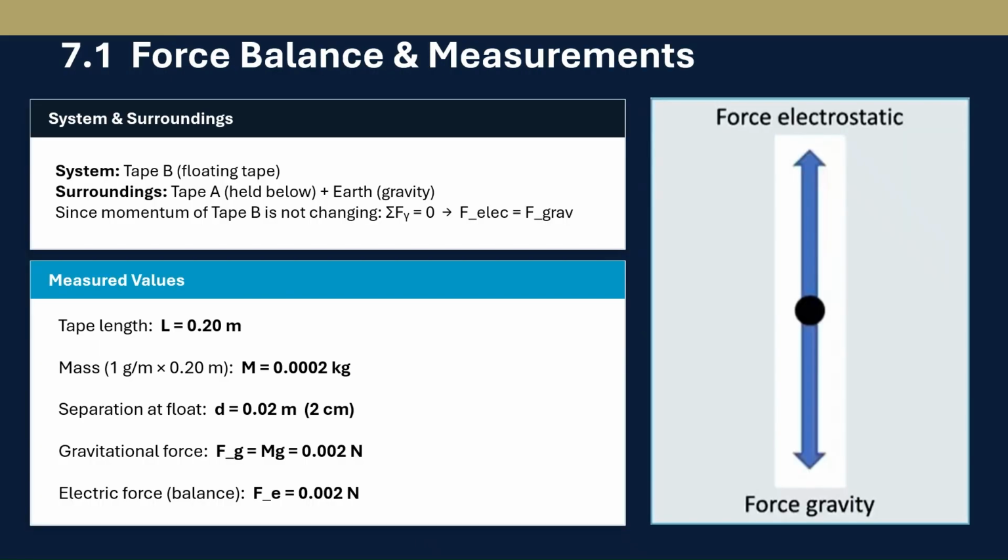Now for the quantitative experiment in section 7.1. Our system is tape B, the floating tape. The surroundings are tape A, below, and the Earth. Since tape B's momentum isn't changing, the net Y force, like we said earlier, is 0, so electric force up equals gravitational force down. And so here are our measured values.